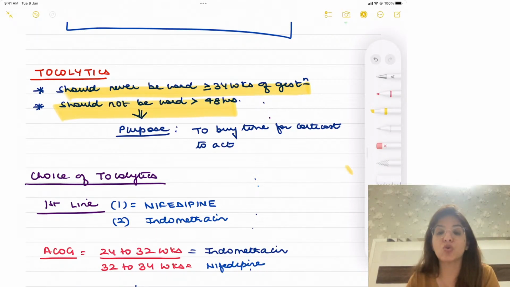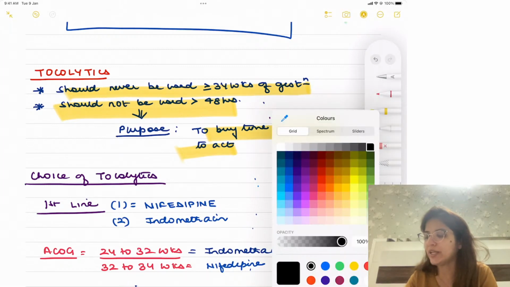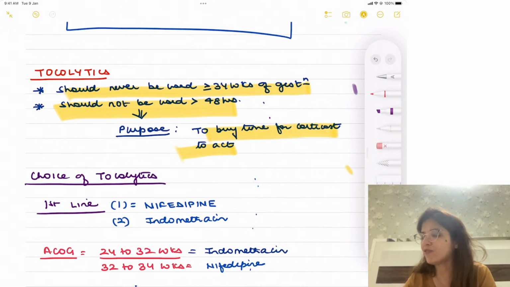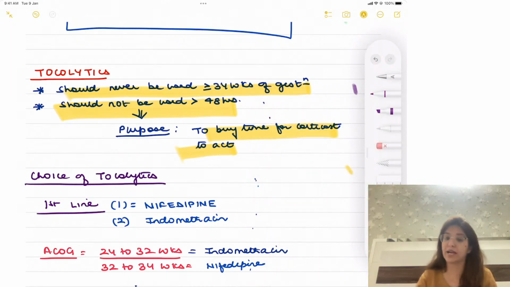You are going to use tocolytics only for 48 hours and not more than that. Why am I using tocolytics? I am using tocolytics to buy time for corticosteroid to act. Clear to all of you? This is the only role of tocolytics. Apart from that, there is no other role of tocolytics. You are buying time so that corticosteroids can act.